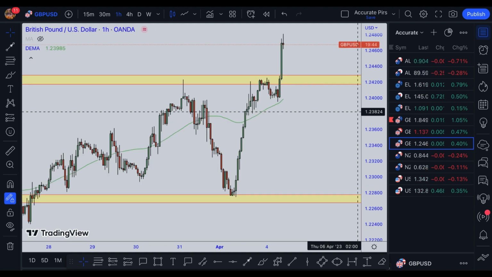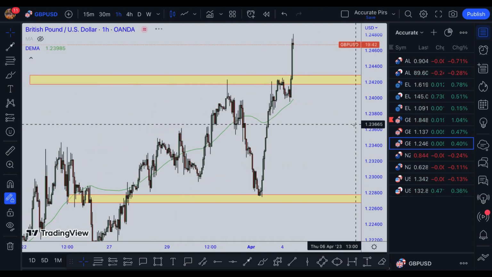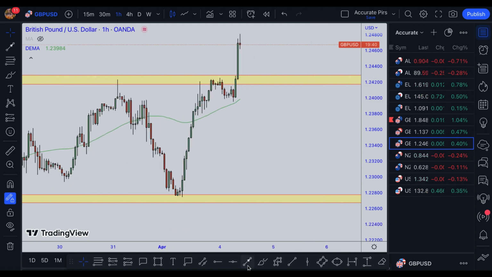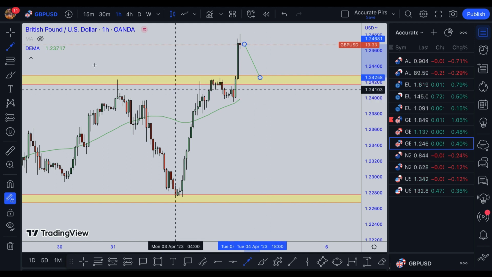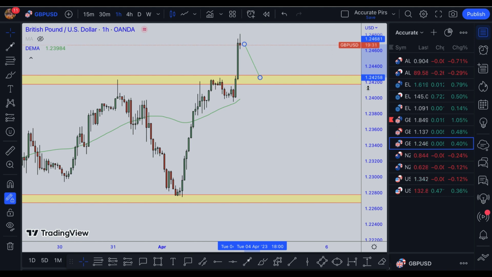Wow, look at GBP USD. Look at that nice breakout of this resistance level. So now what we're waiting for is a nice retest of this resistance level to see if it holds as our support level. So that's GBP USD.